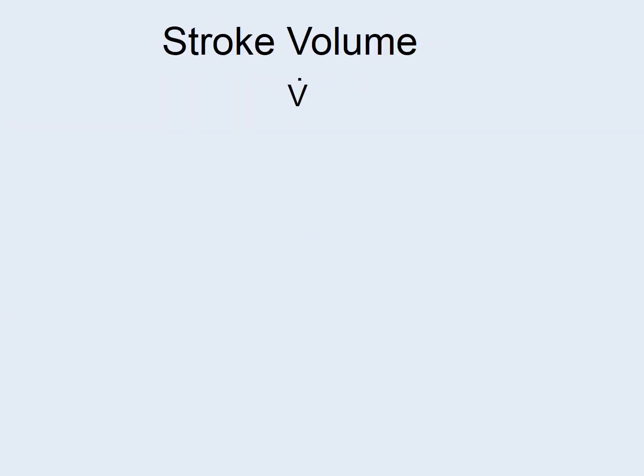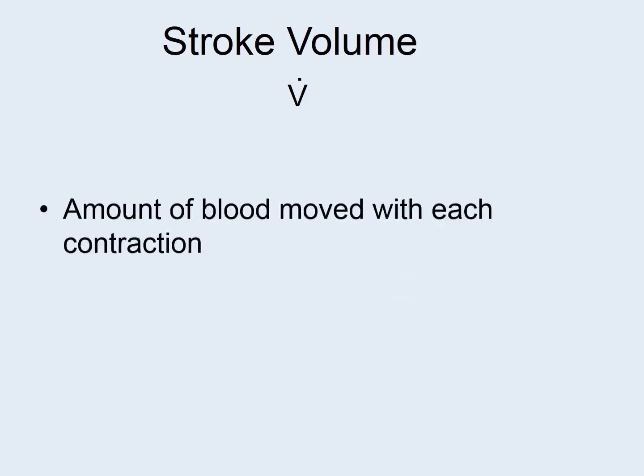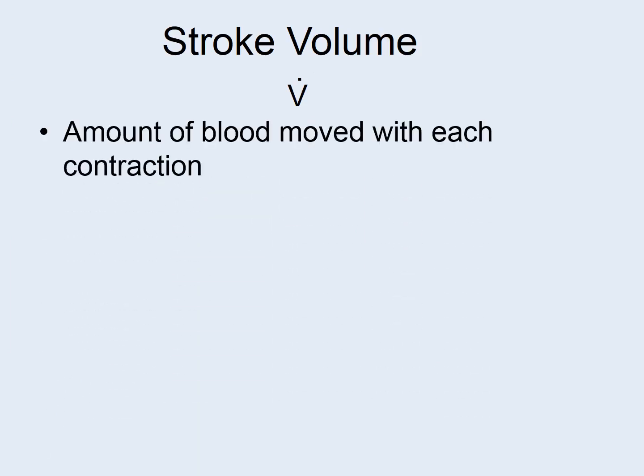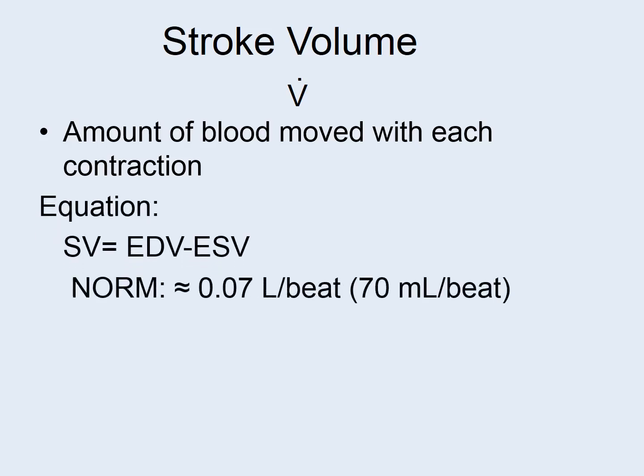Stroke volume is another measure that we'll be dealing with. Stroke volume is the amount of blood moved with each contraction of the ventricles. We look at it in terms of an equation. Stroke volume is equal to the end-diastolic volume minus the end-systolic volume. On a norm, it's approximately 7 milliliters per beat, or 0.07 liters per beat.